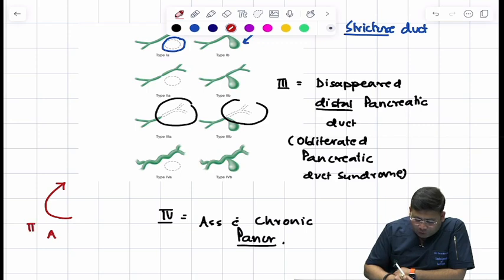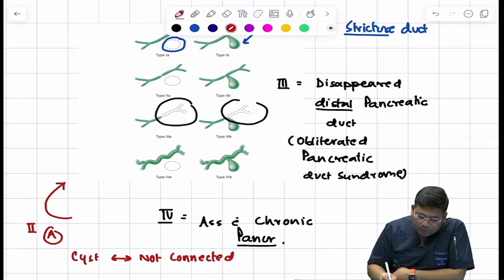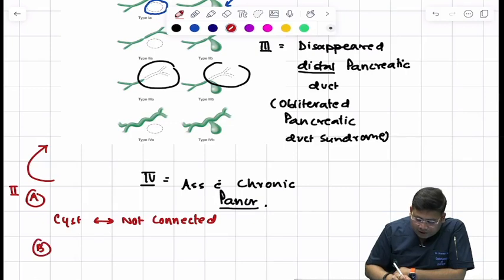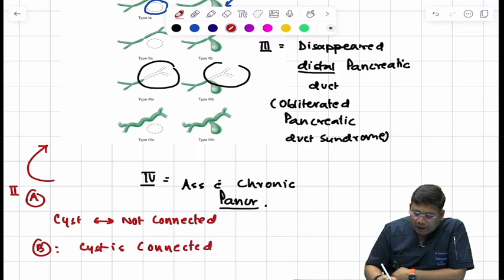Whenever we say 2A, whenever we say 3A, what do you mean by this A? If the cyst is not connected with the duct, then that is what is known as type A. And remember, what is type B? If the cyst is connected with the duct, then that is known as type B.